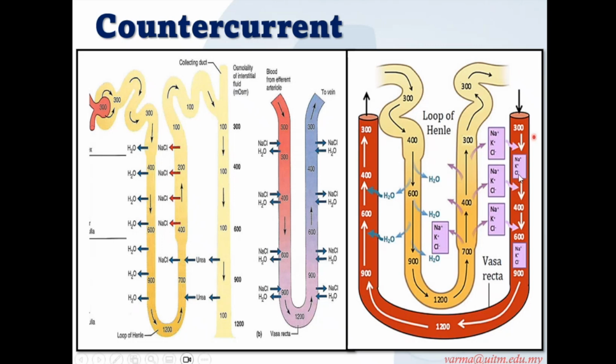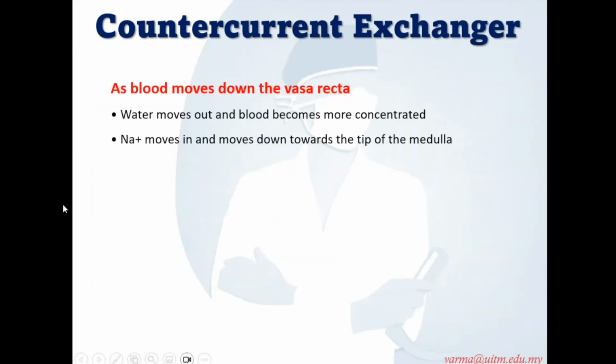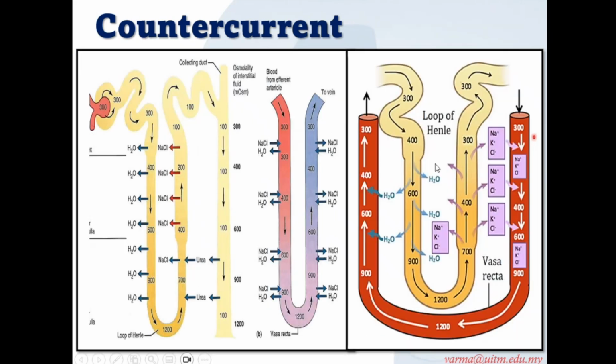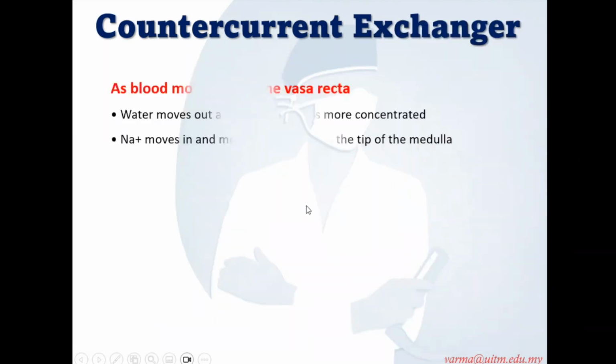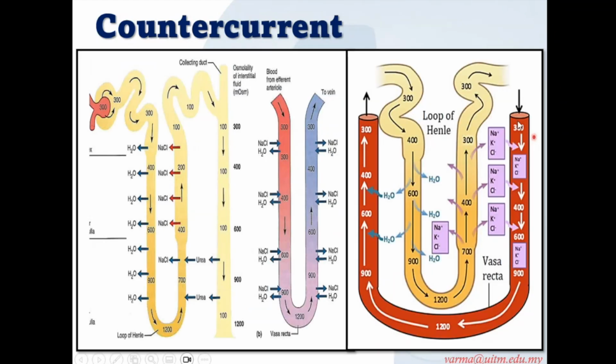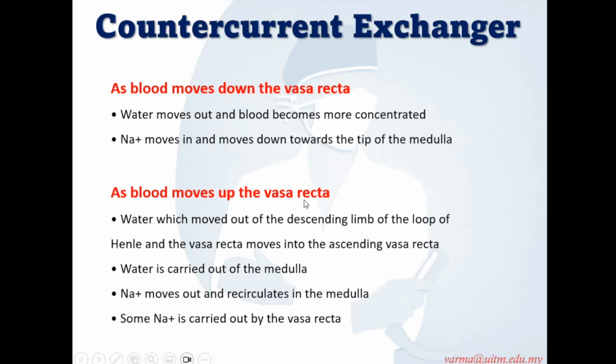Okay. So the countercurrent exchanger is the vasa recta. Water moves out and blood becomes more concentrated. So water moves out, this part here, and blood becomes more concentrated. Sodium moves in, moves down towards the tip of the medulla. So when I talk about this part, the sodium moves in and the tip of the medulla becomes more hypertonic, as blood moves up the vasa recta.